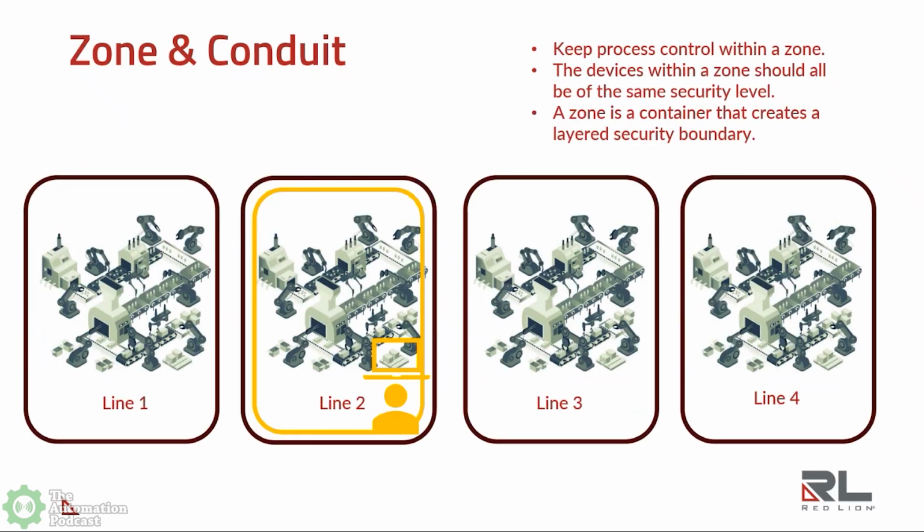A better approach would be to create zones so that you can isolate one line or one cell from another line or cell. It's also important to know that the zones you're creating should contain similar devices for the process control. They should all be things that need real-time communication, or need to communicate very quickly, and they should all have the same security level.